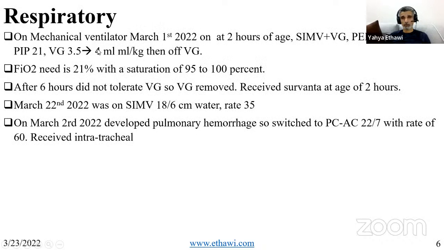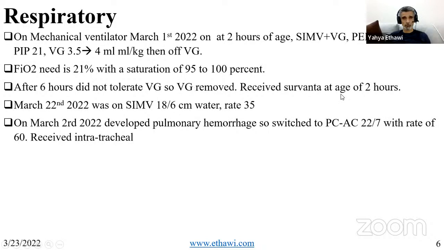So on respiratory, we started mechanical ventilation, SIMV plus VG, PEEP of 6, PIP 21, starting with VG of 3.5, then 4, then we failed. So we moved to straight SIMV, always on room air, saturation 95 to 100.